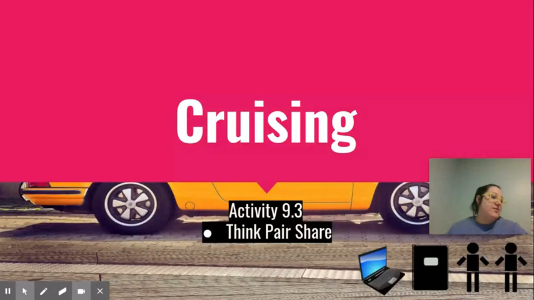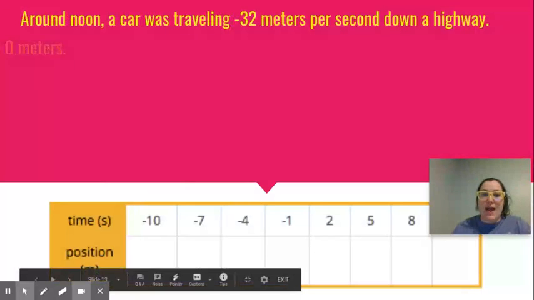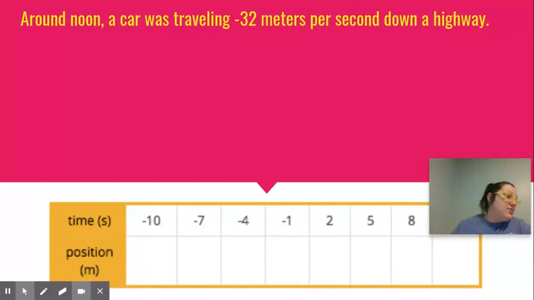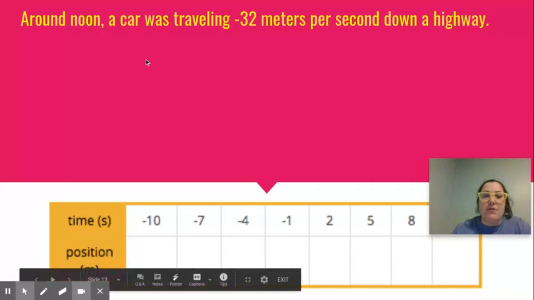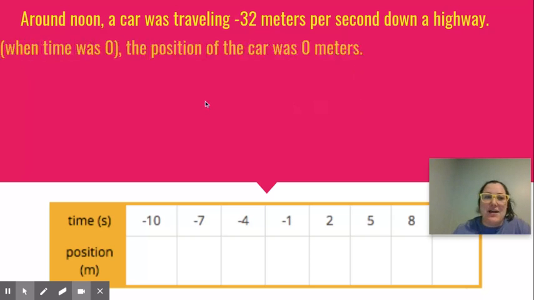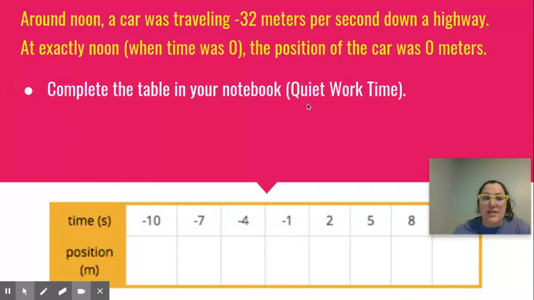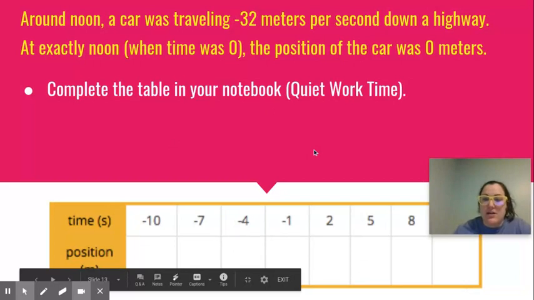Cruising, okay? So this is on page number 160. We're really going to focus just on this table. If you do happen to finish this table, you can go ahead and move on to the graph as well. But here's what we know about the table. So around noon, a car was traveling -32 meters per second. So we can assume it was maybe traveling west 32 meters per second down a highway. We know that exactly at noon, it was at 0, okay? And then we're going to use that information to figure out the position.